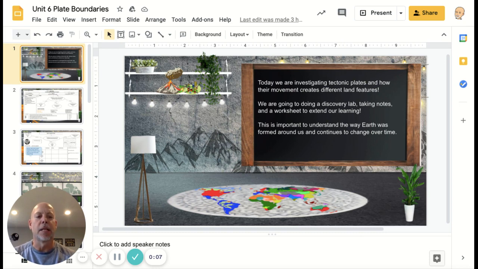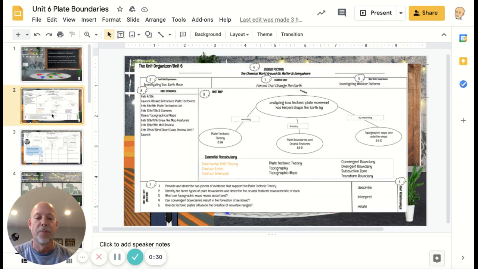Today we are investigating tectonic plates and how their movement creates different land features. We are going to go through a discovery lab, which I call the food lab, and we're going to be taking notes in our ISN, so I hope you brought those. We're also going to be doing a worksheet to extend our learning. This is important to understand the way our Earth was formed around us and continues to change over time. So here we go with the unit organizer.